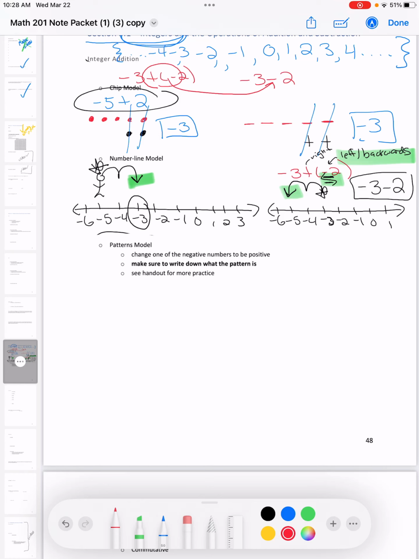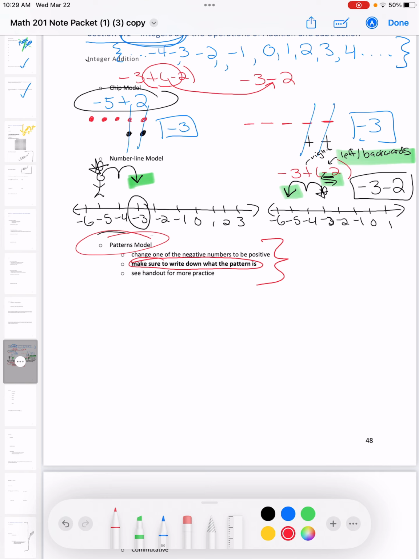Now let's look at a new model that we haven't seen before, the patterns model. I've got some directions written out here, just some key points to remember. The main one is you've got to make sure to write down what the pattern is. So when you go to show work that you're going to turn in to me, you're going to want to make sure to communicate what the pattern is.